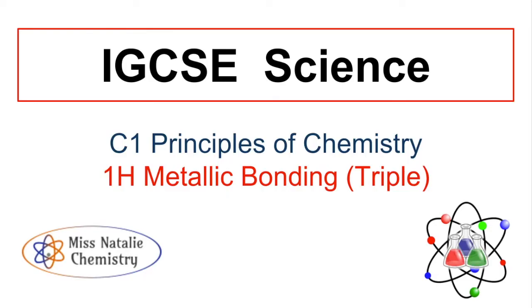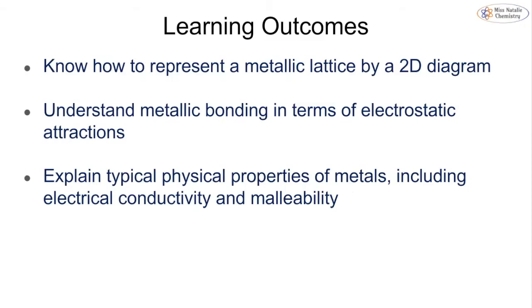In this video, we're going to be looking at topic 1H, which is metallic bonding. And metallic bonding is a triple-only topic, and it is part of the IGCSE course from Edexcel. So the learning outcomes in this topic are to look at how to represent a metallic lattice using a 2D diagram. This is a common exam question asking you to draw it out. How we can understand metallic bonding in terms of electrostatic attractions.